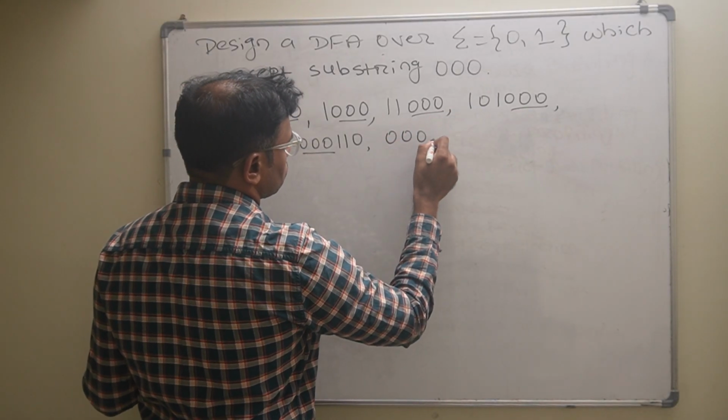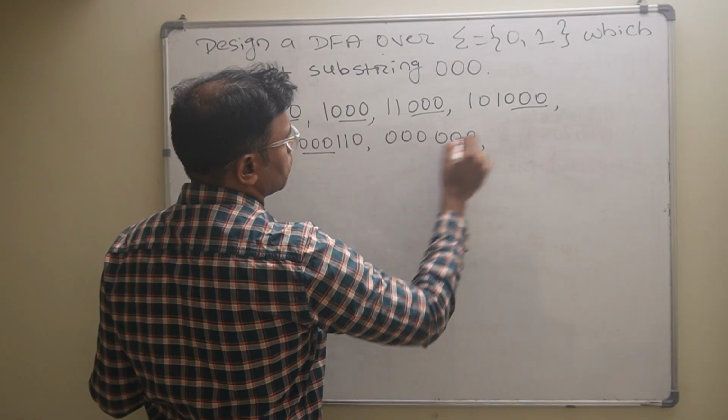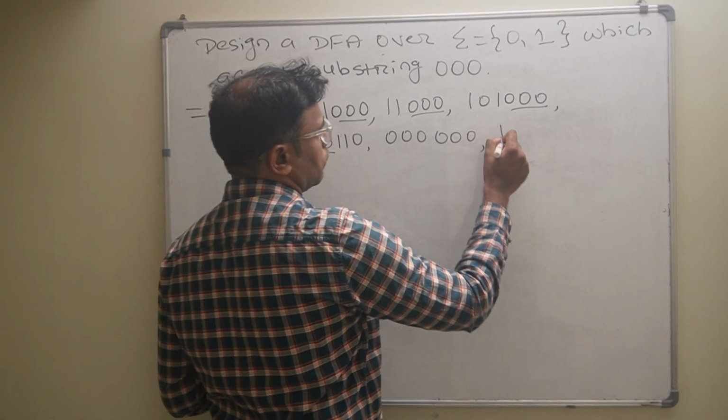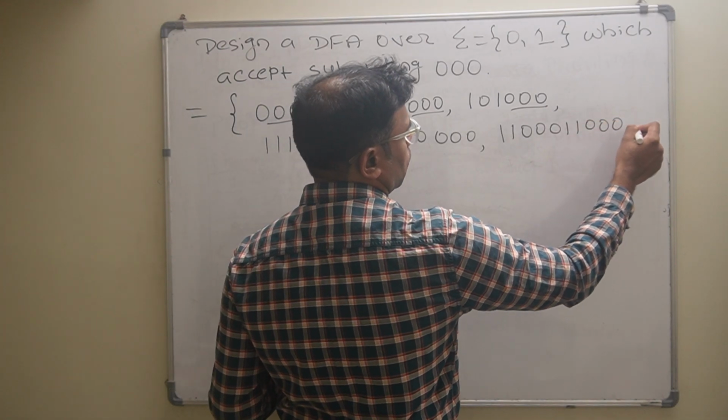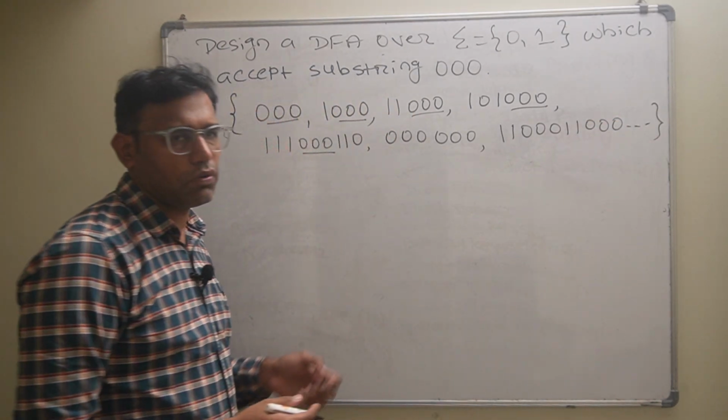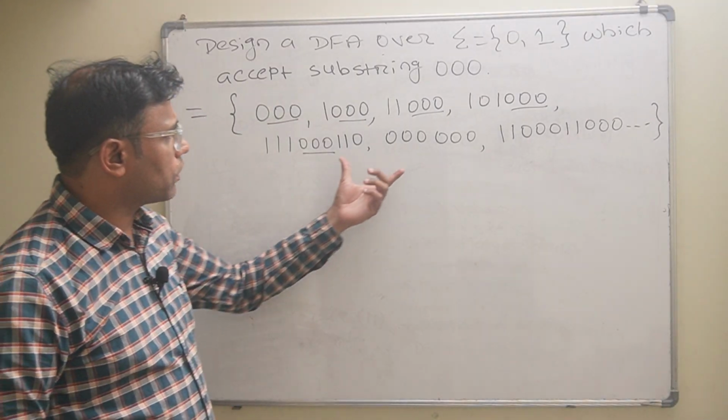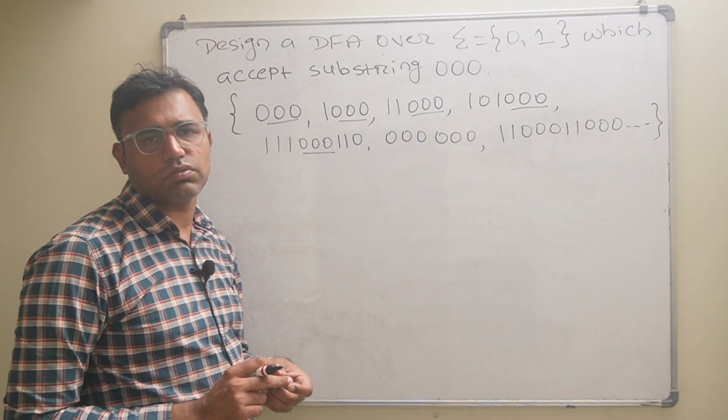So this can be a possible string, 000000. Then 10001100, and so on. So these are the possible values. Now we have to construct the DFA which will accept these values.